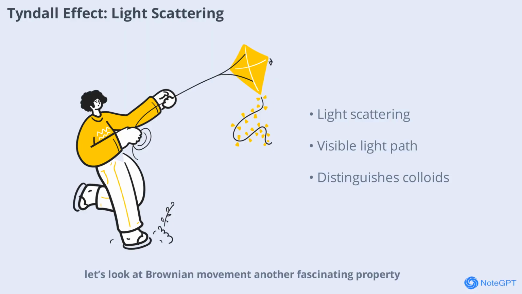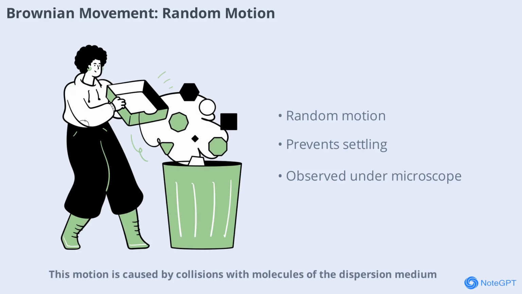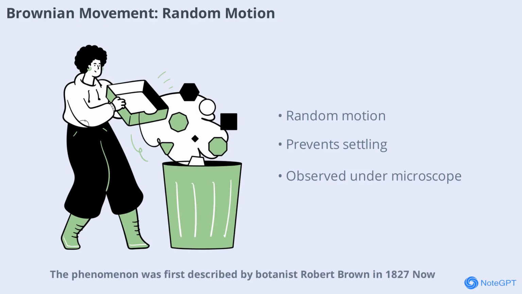Next, let's look at Brownian movement, another fascinating property. Brownian movement refers to the random, zigzag motion of colloidal particles in a dispersion medium. This motion is caused by collisions with molecules of the dispersion medium. Brownian movement helps keep colloidal particles suspended and prevents them from settling. This property is crucial for the stability of colloids and is observed under a microscope. The phenomenon was first described by botanist Robert Brown in 1827.